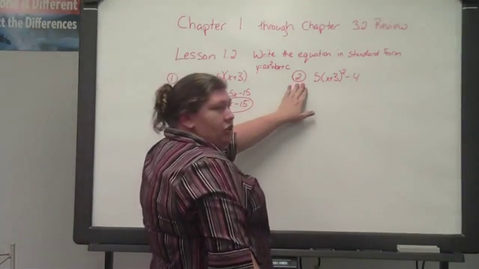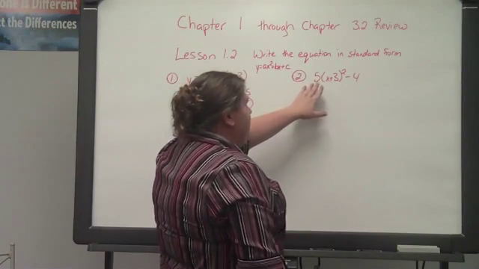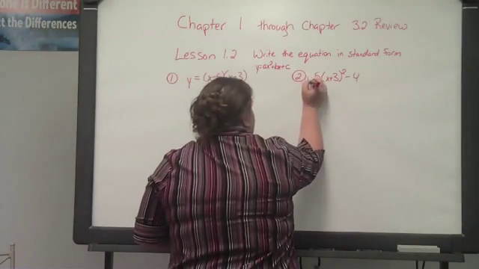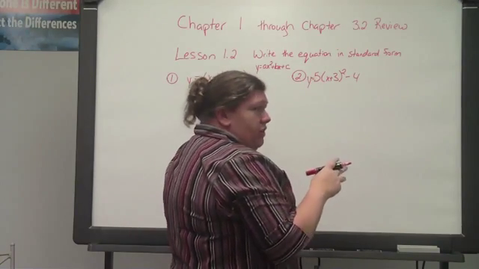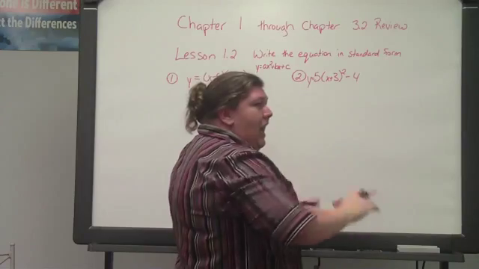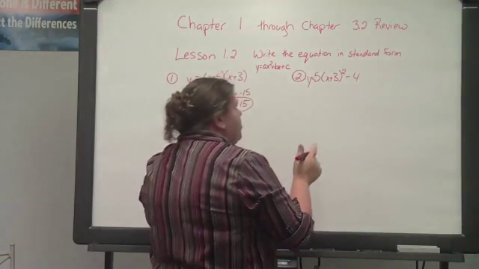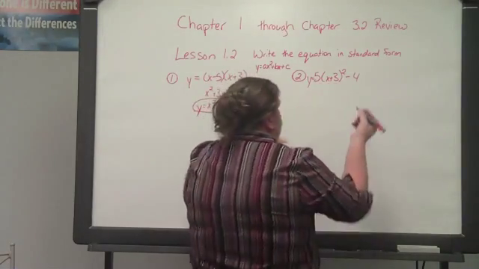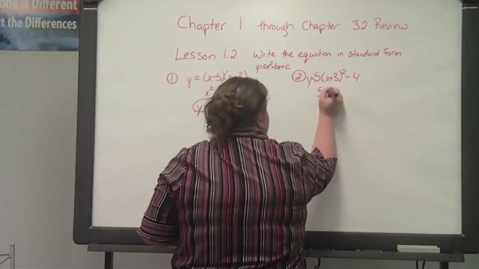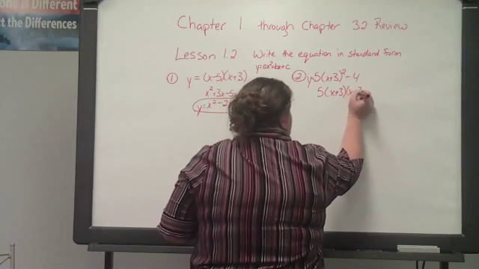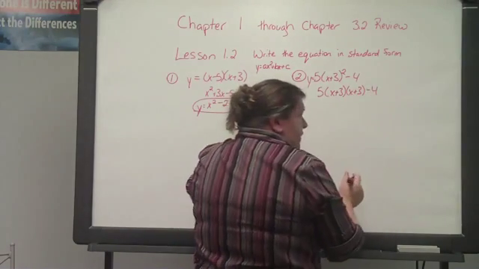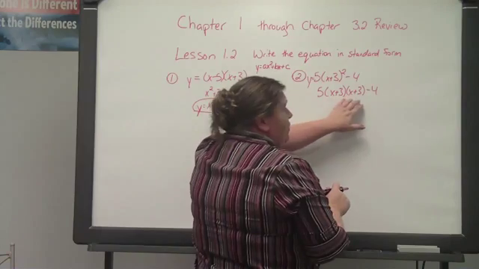Now we're going to move on to number 2. And this time it should be y equals 5 times x plus 3 squared minus 4. I need to rewrite that so I understand that I'm going to be FOILing. So I'm going to say 5 times x plus 3 times x plus 3 minus 4. Now I can see that I need to FOIL.